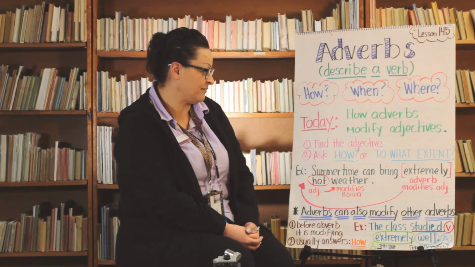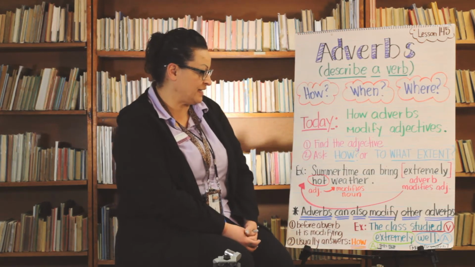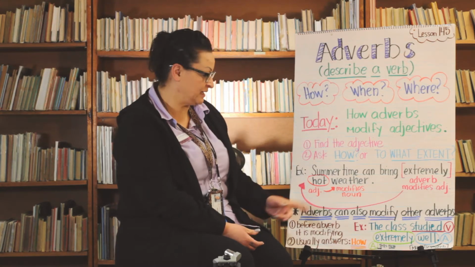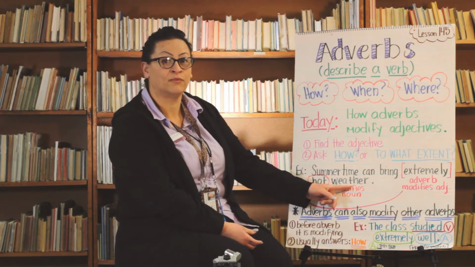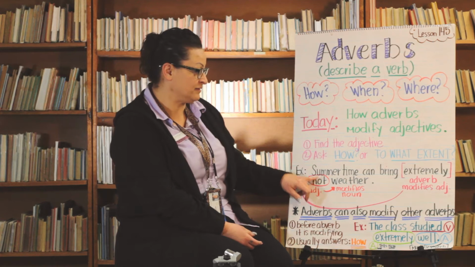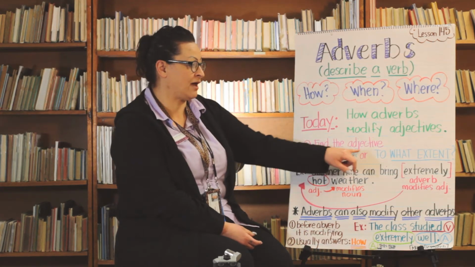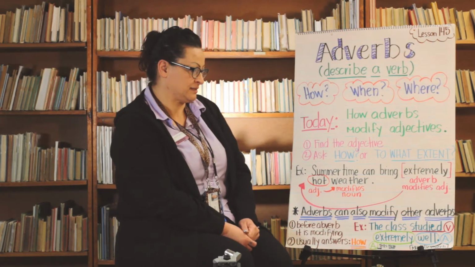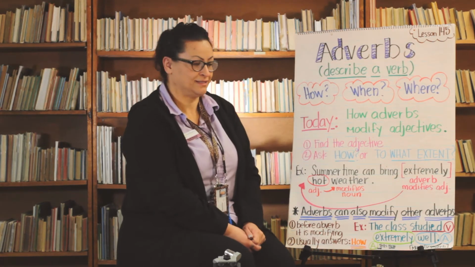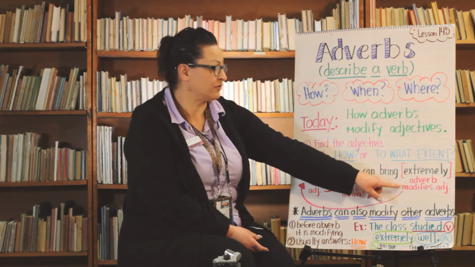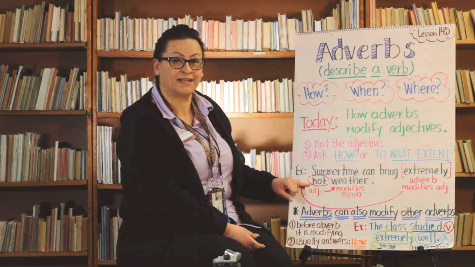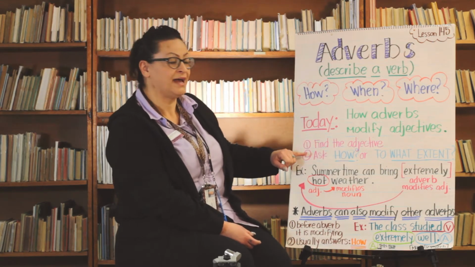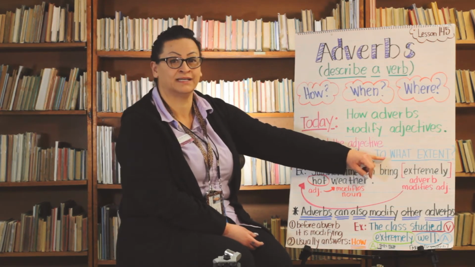So the first thing I'm going to do is find the adjective in this sentence. We know hot is the adjective because it is modifying our noun, weather. So I have found my adjective. Now I'm going to ask how or to what extent. How hot is it? Well, it's extremely hot. So now I know that my adverb, which modifies my adjective, is extremely. So I found my adjective, I asked how, and I asked to what extent.